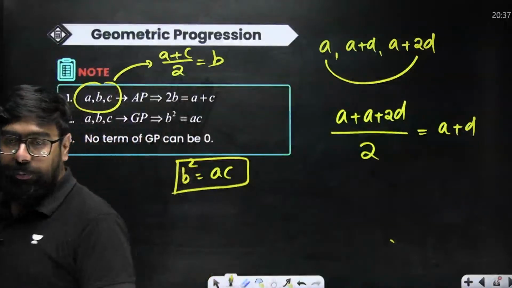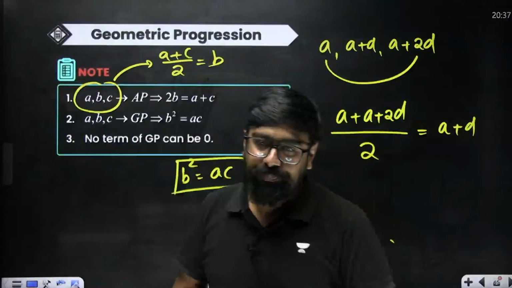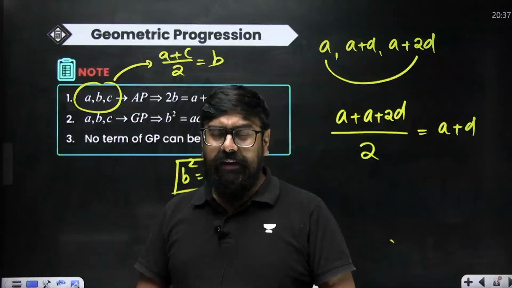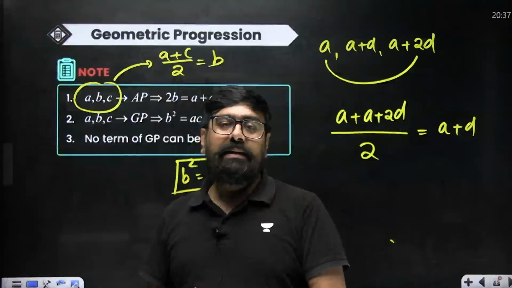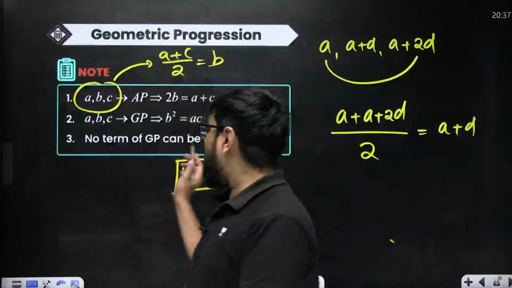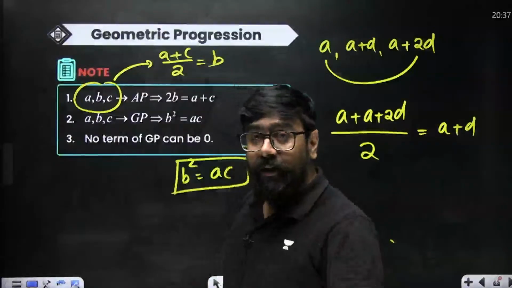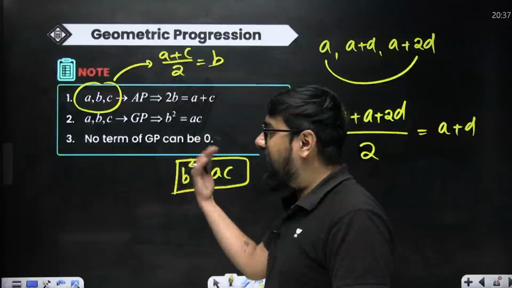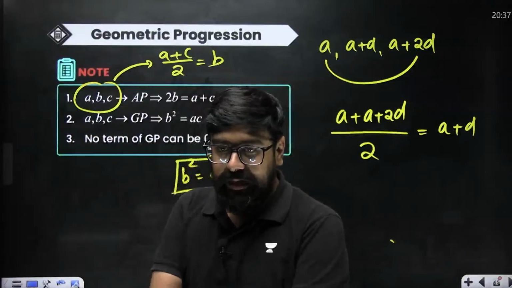The third thing we need to remember is that there cannot be any term in GP which is 0. Obviously, if any term of a GP is 0, whatever we multiply that 0 with, every term would be 0. Geometric progression is a progression of products. So there cannot be any term which is 0, obviously. But obvious this is, right?